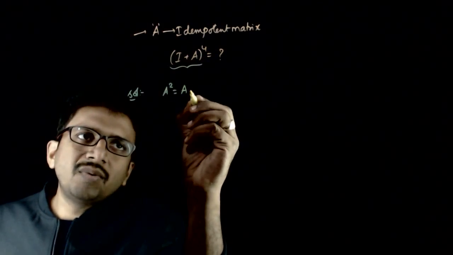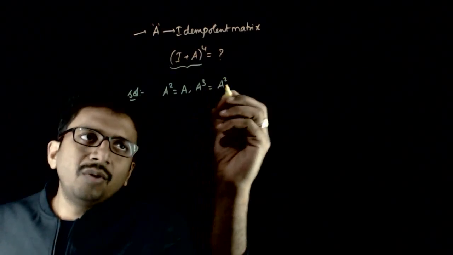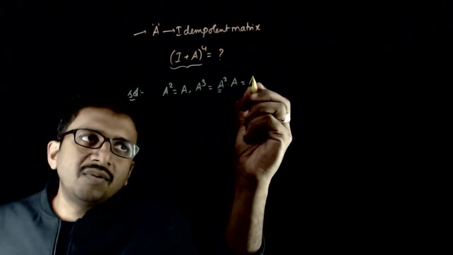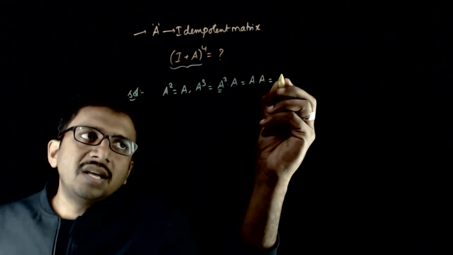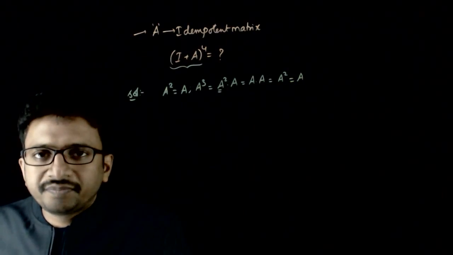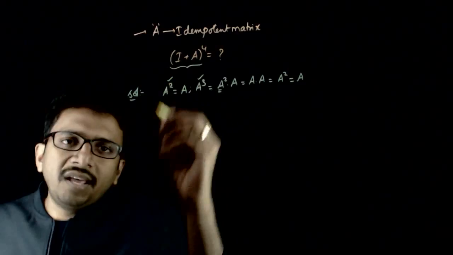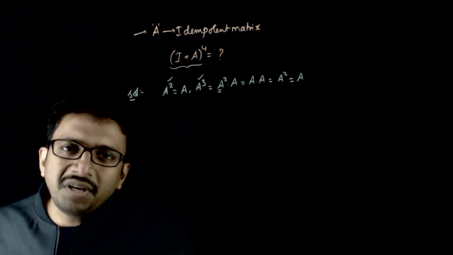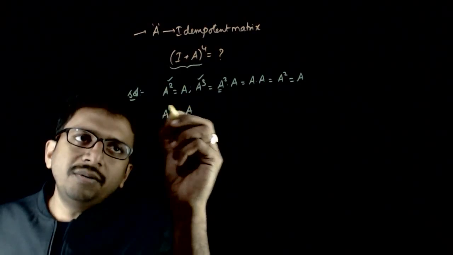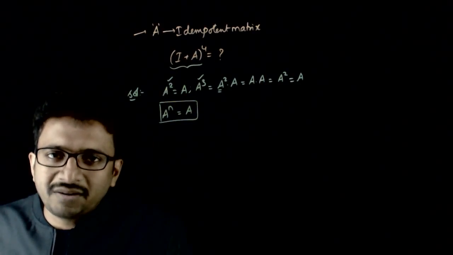So if A square is equal to A, A cube will be equal to A square into A, and A square by definition is equal to A. So A cube will also be equal to A. That means all the higher powers of A will be equal to A if it is an idempotent matrix. So all A power n's will be equal to A. This is also a sub-definition of idempotent matrix.